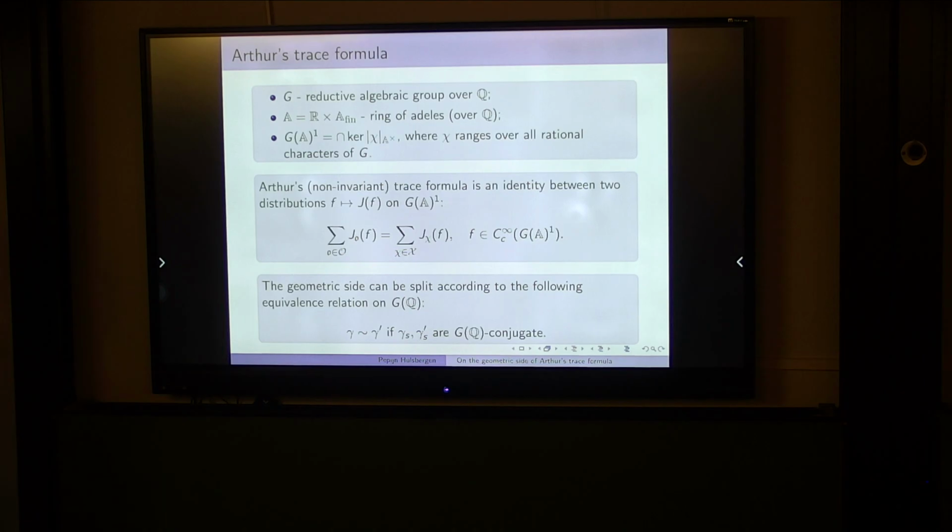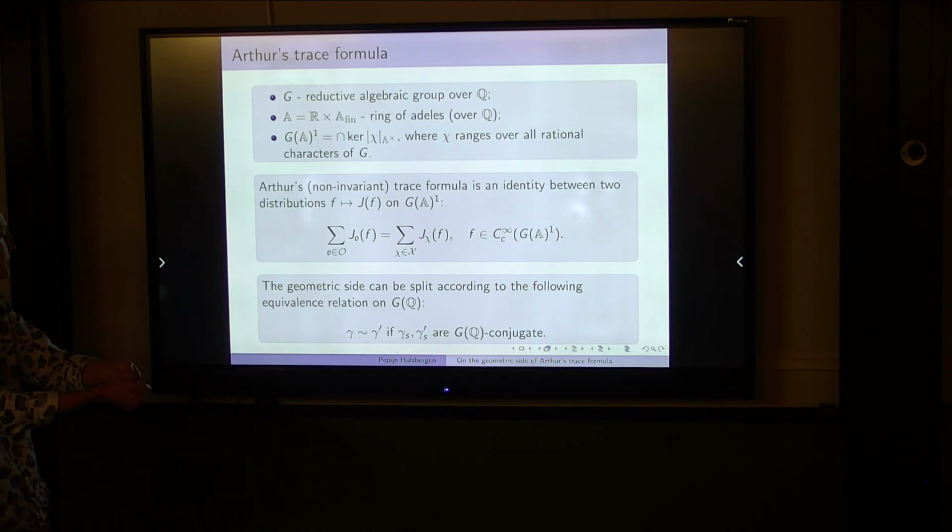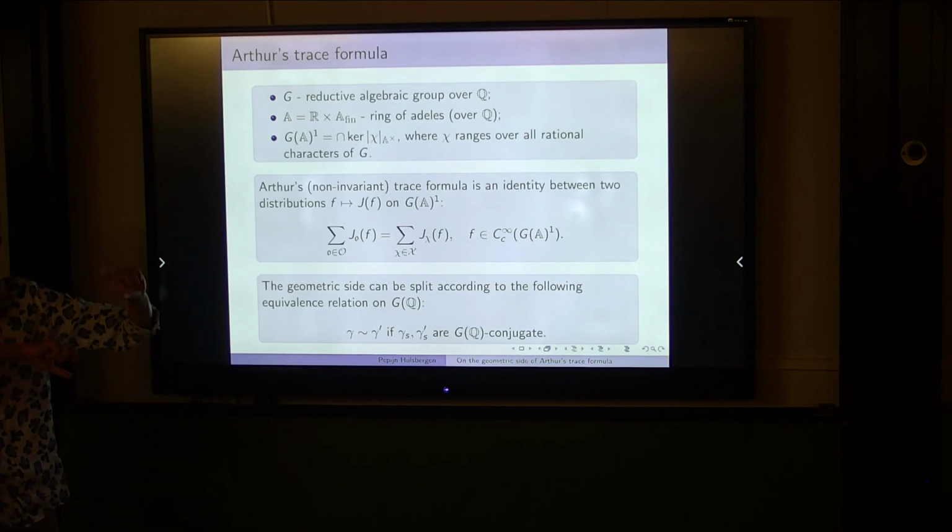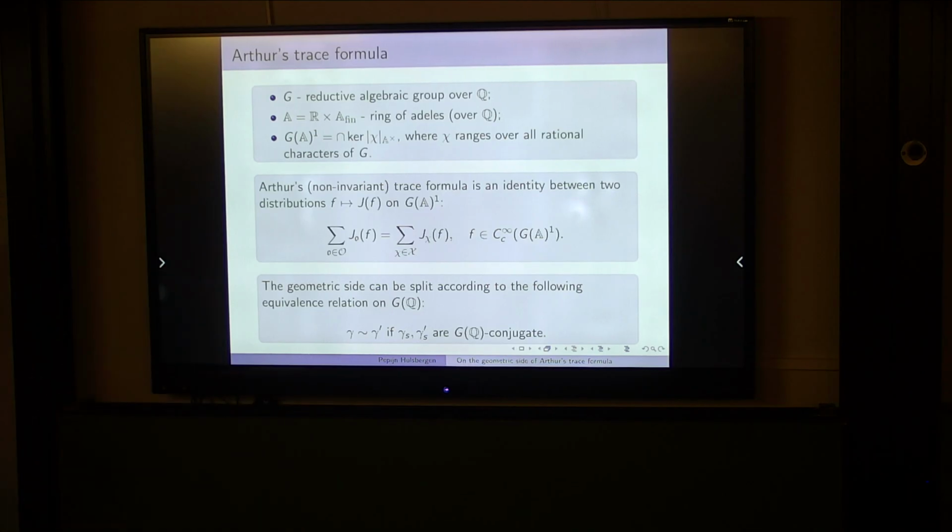Two points lie in the same equivalence class if and only if their semi-simple parts are conjugate in G(Q). To give a small reminder, on algebraic groups there is this notion of a Jordan-Chevalley decomposition, which means that every element decomposes as a product of a semi-simple element and a unipotent element, such that these two components commute.